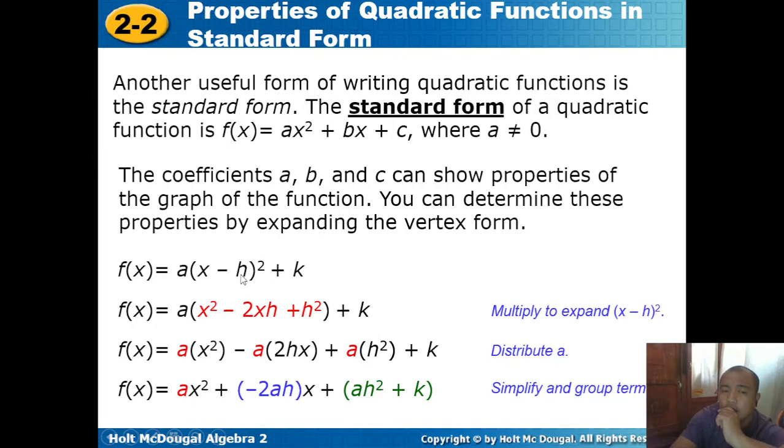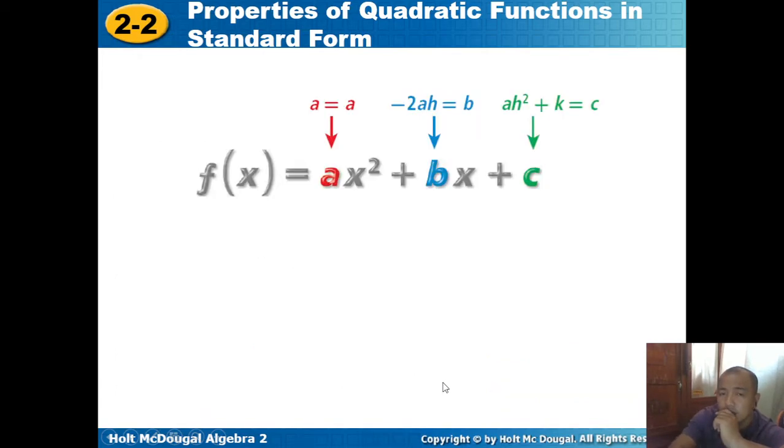by squaring x minus h, we have x squared minus 2xh plus h squared plus k. Simplifying and grouping terms, f of x equals ax squared plus (-2ah)x plus (ah squared plus k), which is the constant c. This is the b and this is the a. So a, b, c: for a, we have a. For b, -2ah. For c, we have ah squared plus k.